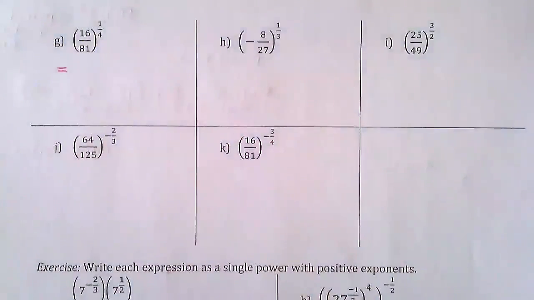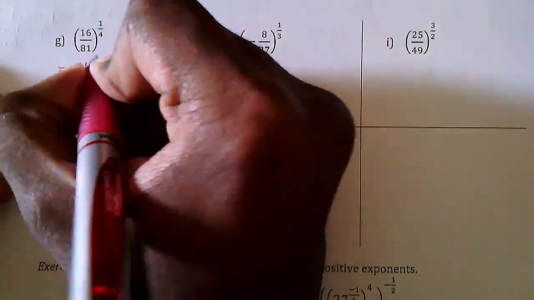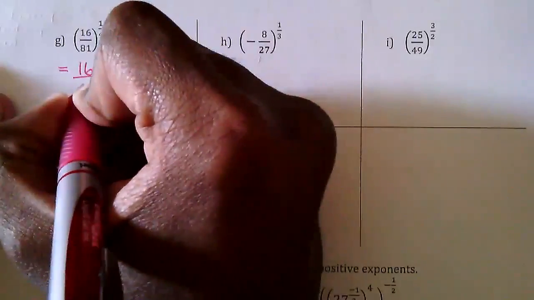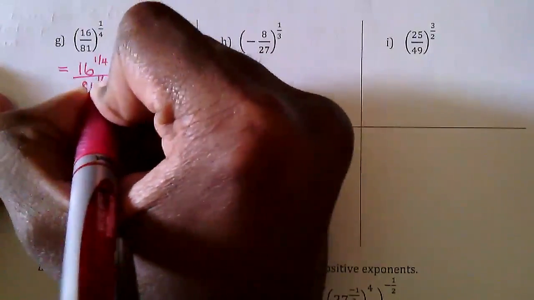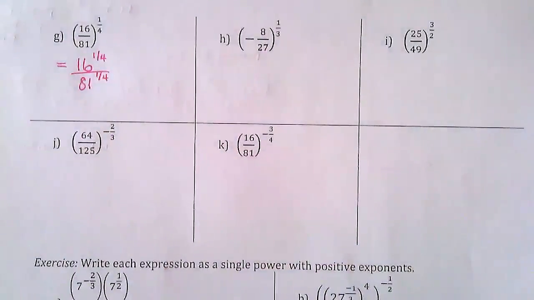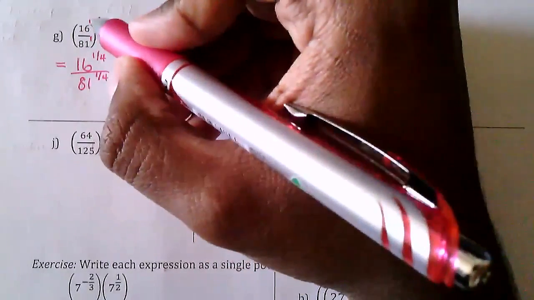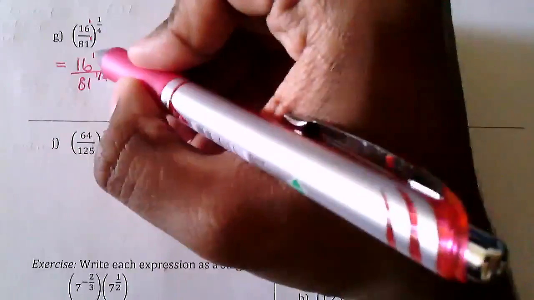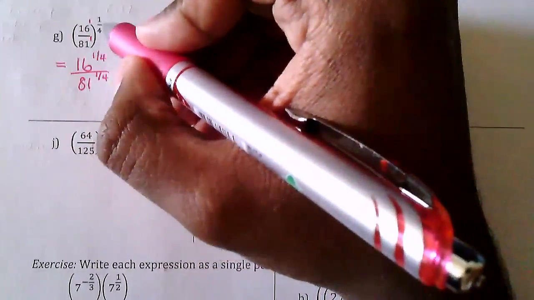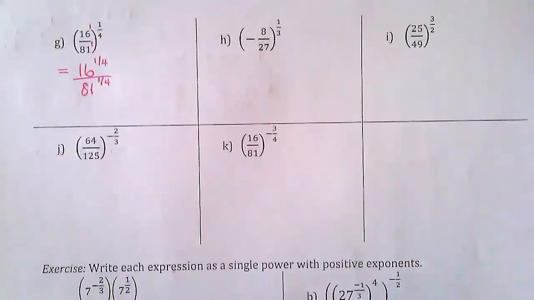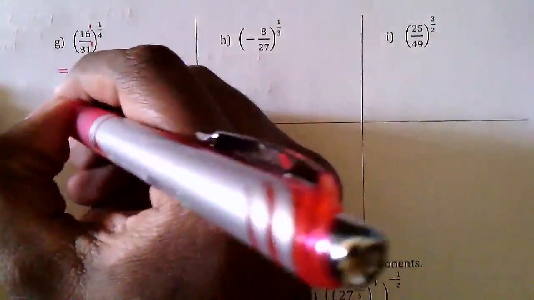So based on our exponent laws, we know that this is the same thing as 16 to the power of 1/4 divided by 81 to the power of 1/4. In other words, the exponent was 1 here and 1 here, and we're raising our powers to an exponent. So we multiplied 1 by 1/4 to give 1/4 here, and 1 by 1/4 to give 1/4 there. Let's read it as is.